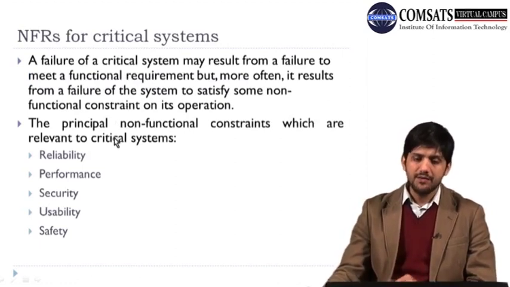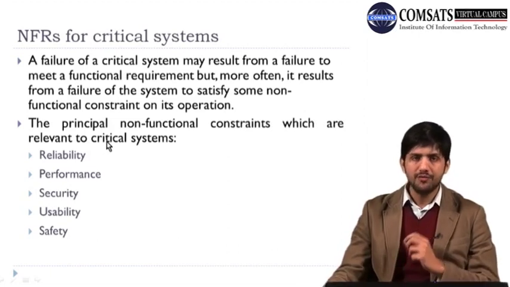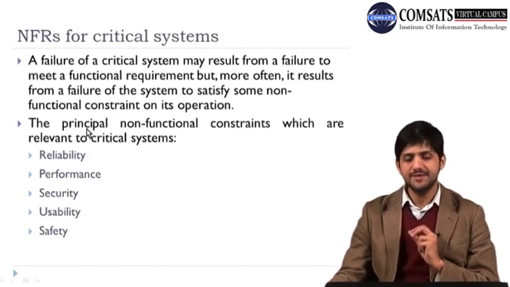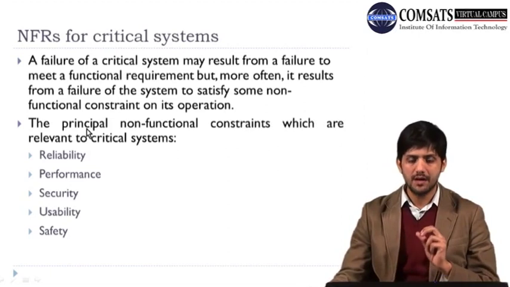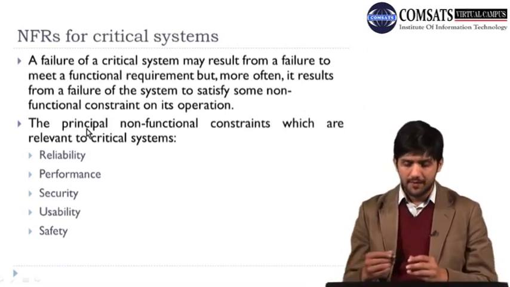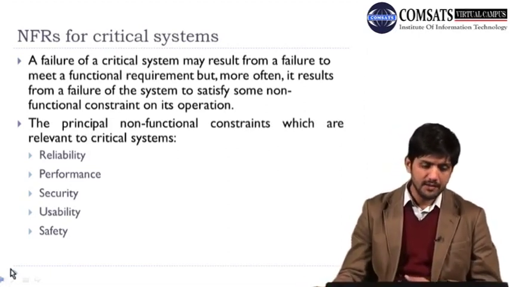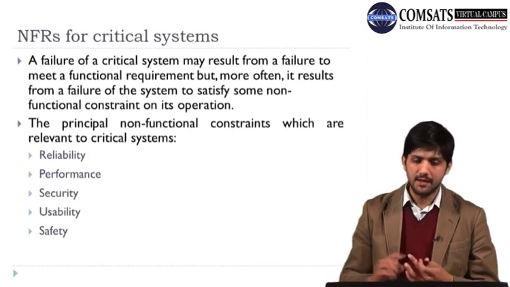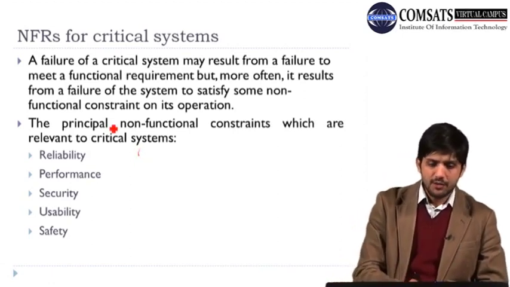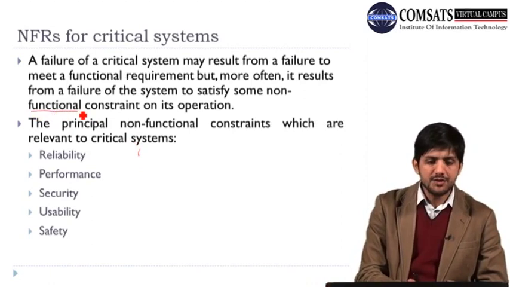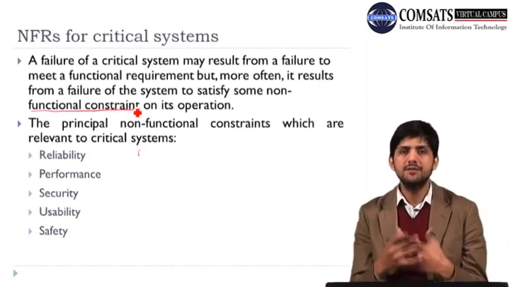So we said a failure of a critical system may result from a failure to meet a functional requirement, but more often it results from a failure of the system to satisfy some non-functional constraint on its operation. Another thing that we discussed in our lecture was that these non-functional requirements are actually constraints on the functionality and behavior of the product.